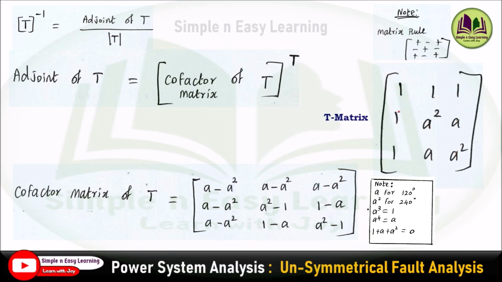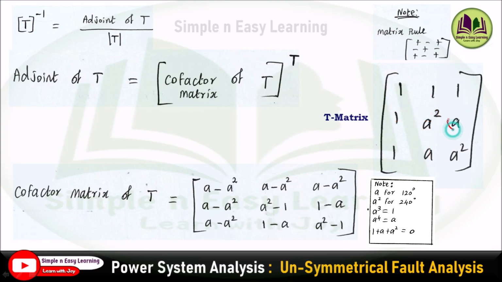For the first term in the second row, you strike out the column and the row corresponding to it, and now you multiply 1 into A square minus A into 1, that is A square minus A. As per the matrix rule, this term is negative, so A square minus A can be written as A minus A square. And for the center term, you have to strike out the column and the row corresponding to it, and it becomes A square minus 1.